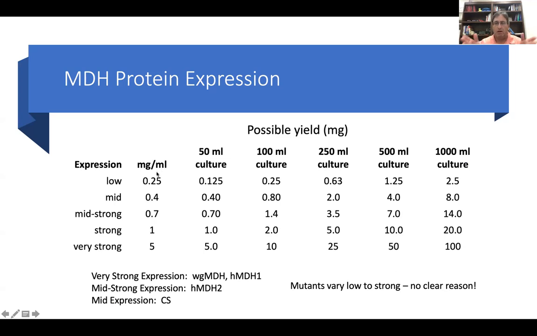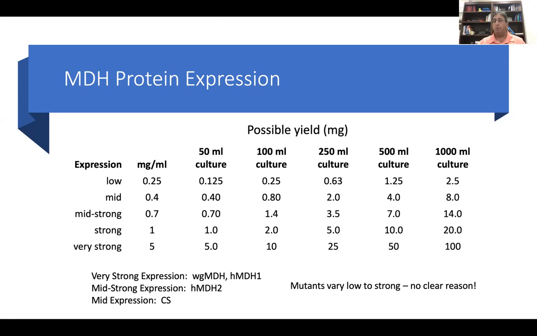If you do everything right and you purify the protein and cut your samples in a way to get high yield, you can expect to get anywhere from a 0.2 or so mg per mil solution all the way up to a 5 mg per mil solution for the very strong. Again, that would be like the human MDH1 or the watermelon MDH.